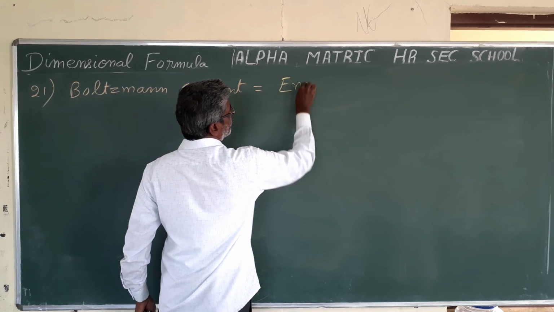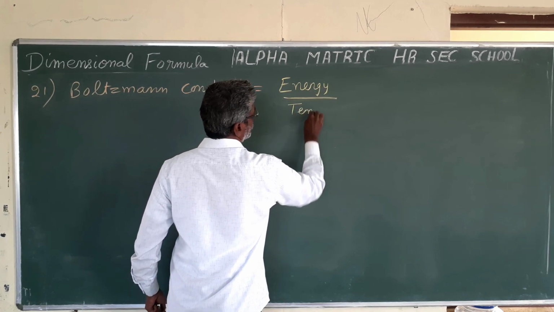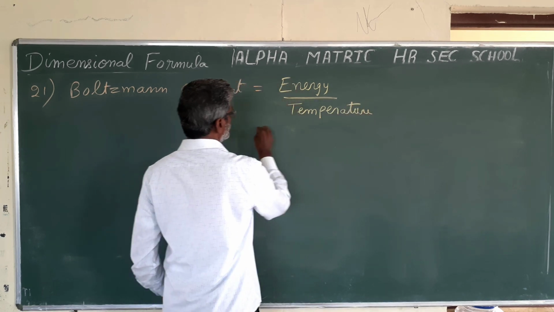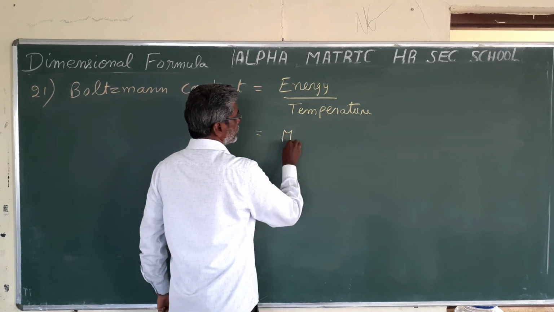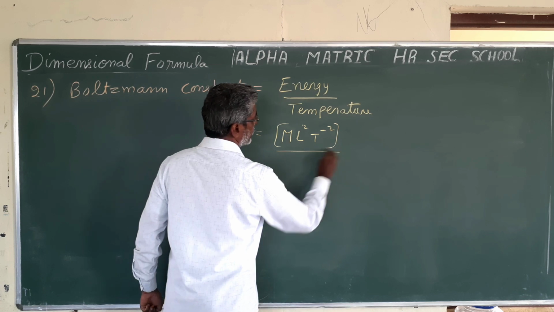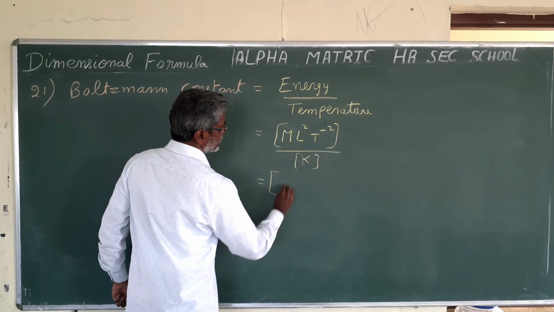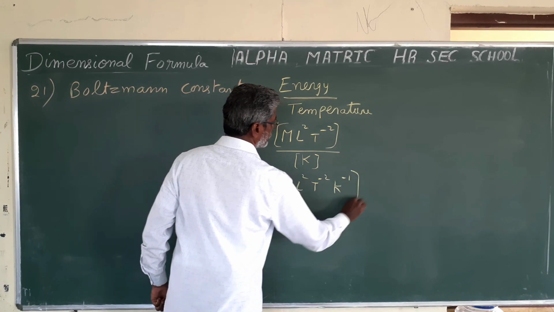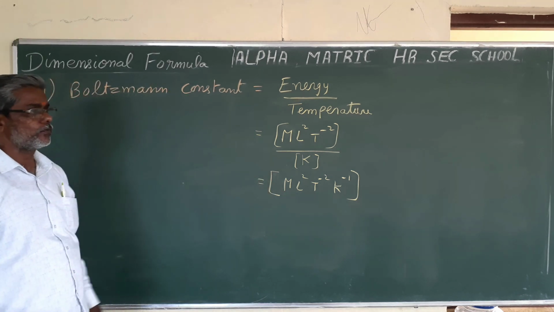Energy divided by temperature. So we know the dimensional formula for energy is ML²T⁻². For temperature, Kelvin. So I can write ML²T⁻² Kelvin per Kelvin. This will be the Boltzmann constant dimensional formula.